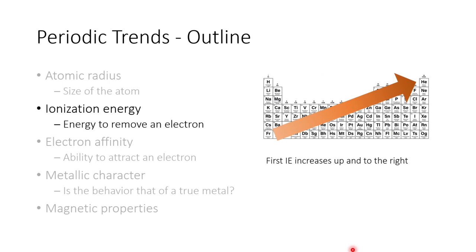So ionization energy first increases as you go up and to the right. And so just remember that if it increases, that means it's harder, right? So it's more positive, it's more difficult. So it's harder to remove an electron as you go up and over.